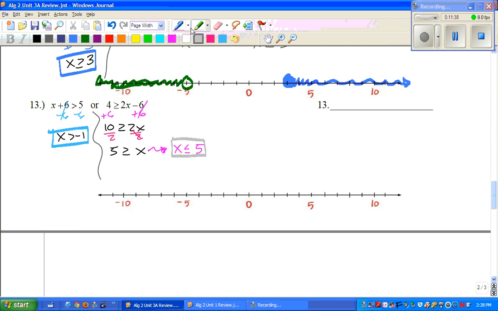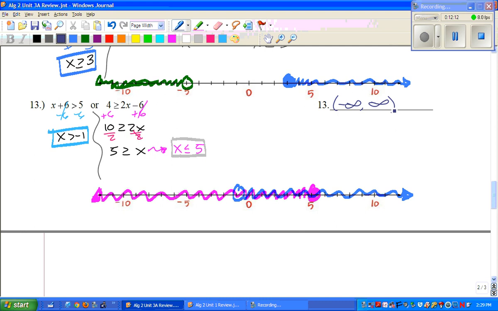So there are our two inequalities. First one, we have x, and that is greater than -1. And our other one is at 5. It's closed, and we shade to the left because it's less than. And now when we combine those two things together, what's the interval notation? Well, it goes from -infinity to +infinity.